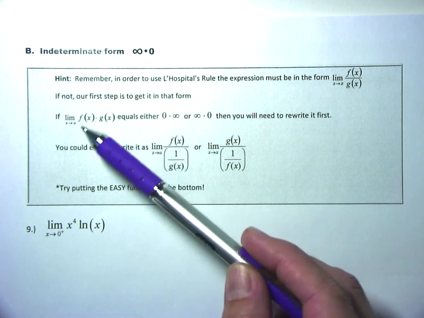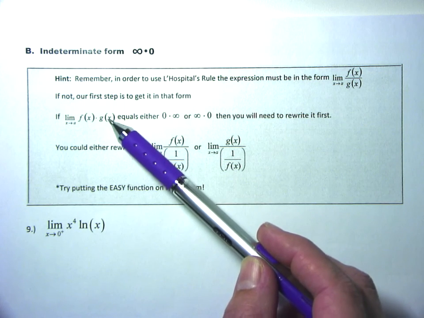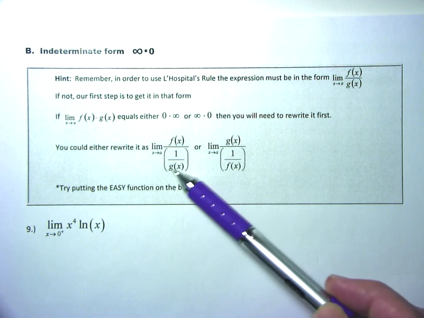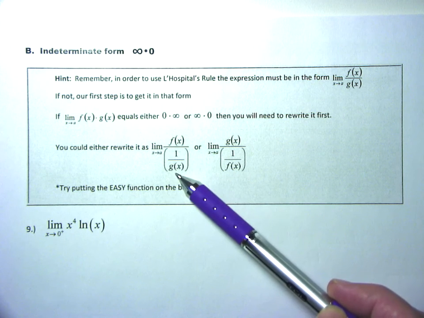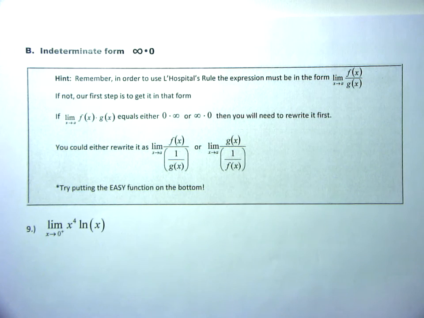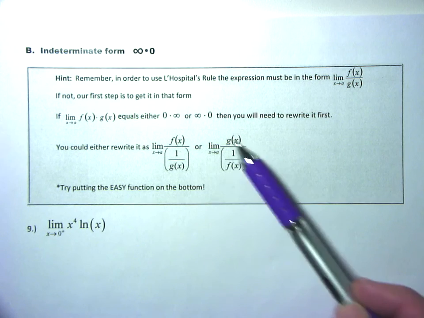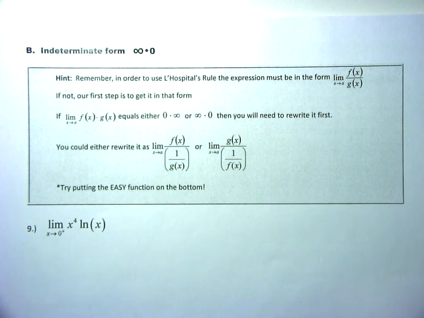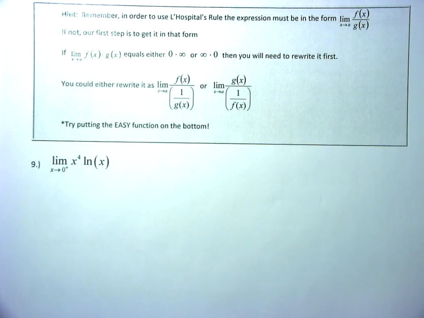So when I say that you're going to move g of x to the denominator, it will become 1 over g of x when you move it down here. Or you could move f of x, and it will become g of x divided by 1 over f of x. Right? And so now you have that fractional expression that may give you either 0 over 0 or infinity over infinity. So an example here, number 9. I have the limit as x approaches 0 from the right of x raised to the power 4 times the natural log of x. So let's quickly plug in and see what happens.